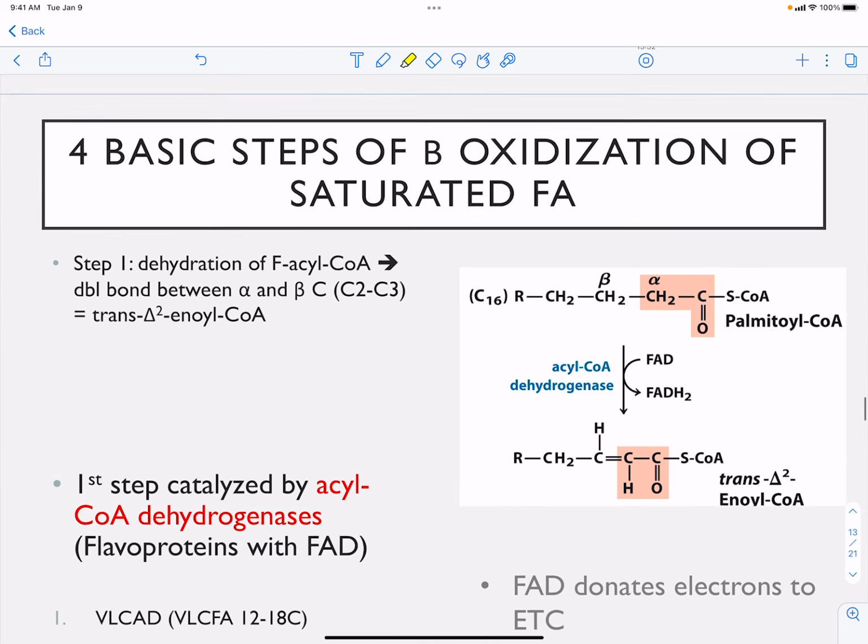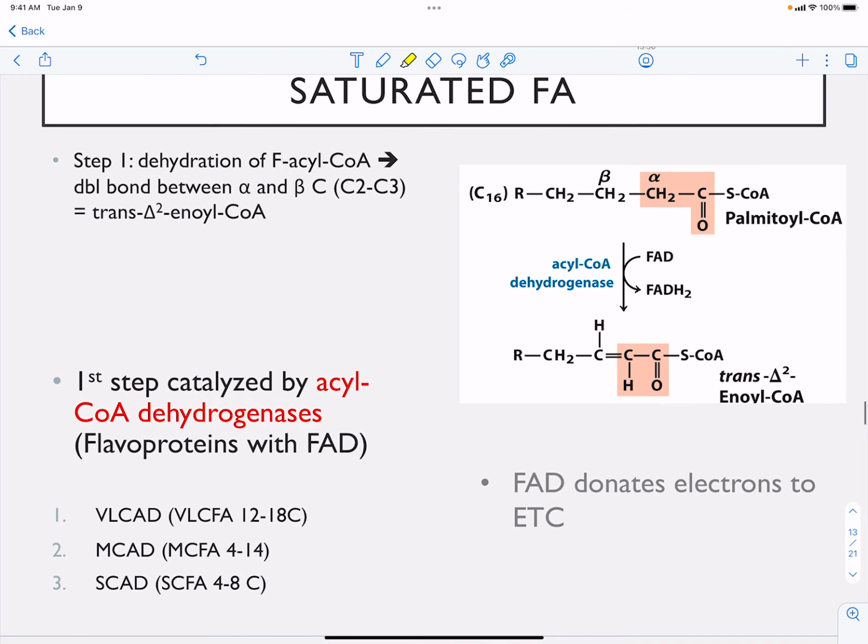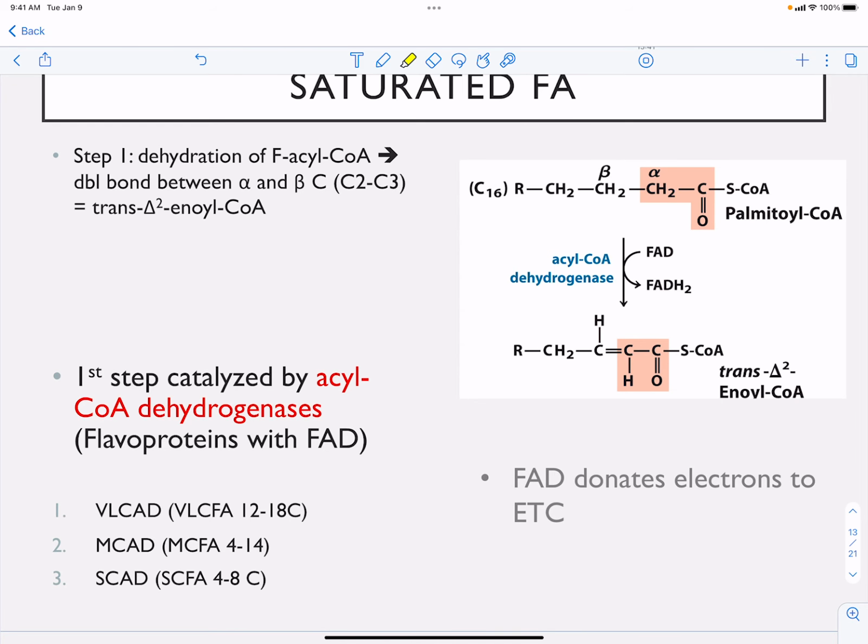So we'll just go through these steps, and I'll point out things that are important. So here we have the first step. You're going to have a dehydrogenation step. This is going to be an acyl-CoA dehydrogenase.